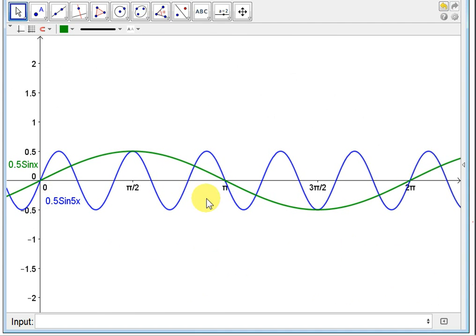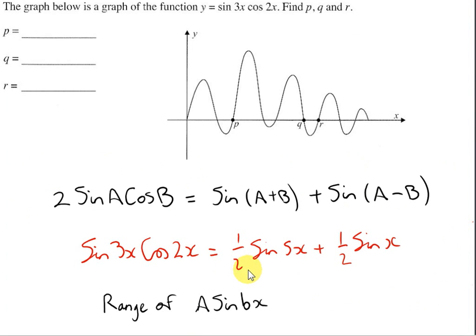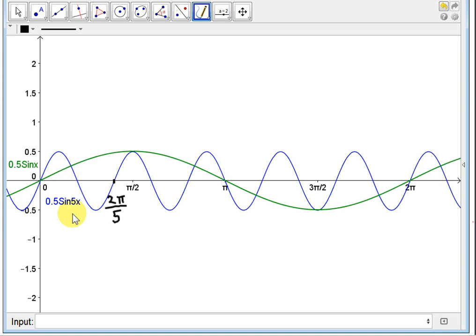Now what about the period? Well, from a previous video we know that the period of a sine bx is 2 pi divided by b. So if b is 5, as it is for this function here, the period is 2 pi over 5. So for this function here b is 5, so the period is 2 pi divided by b, or 2 pi over 5. That's this interval here. It's the smallest interval over which a half sine 5x repeats itself.